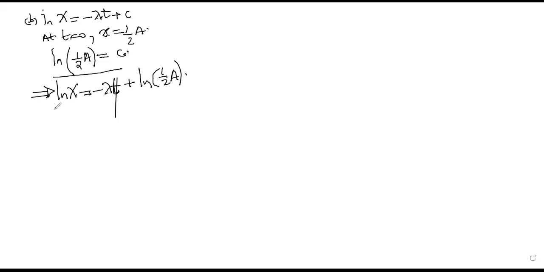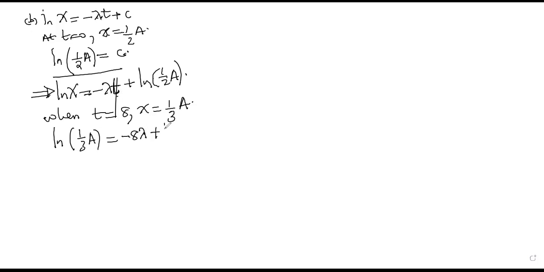Then now for this case, they say that in 8 hours it will have been reduced to a third a. So when t is equal to 8 hours, our value of x will be a third a, right? So that one can help us get the value of lambda. Now it means that we shall have ln a third a is equal to negative 8 lambda, because time is 8, so negative 8 lambda plus ln 1/2.